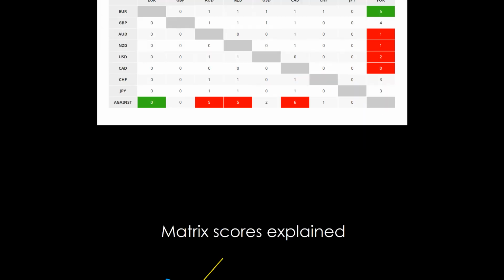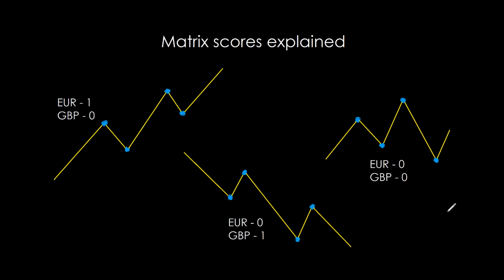Now that scoring system is based off chart structure. Any chart you look at can only have one of 3 structures at any one time. We can have an uptrend, downtrend, or no trend. I'm going to use Euro Pound as an example here to illustrate how we score each structure. If we're in an uptrend, Euro making higher highs and higher lows, we're going to give the Euro 1 and the Pound 0.